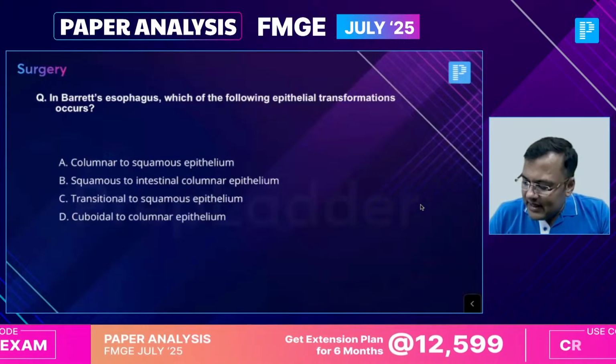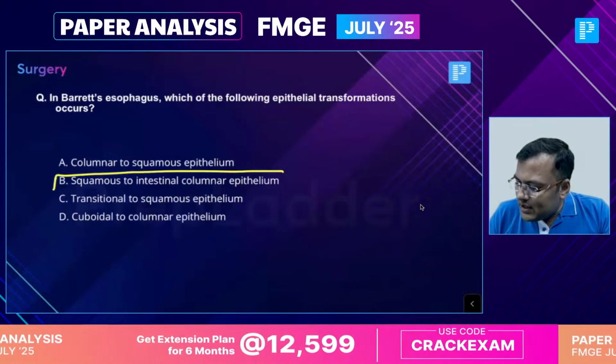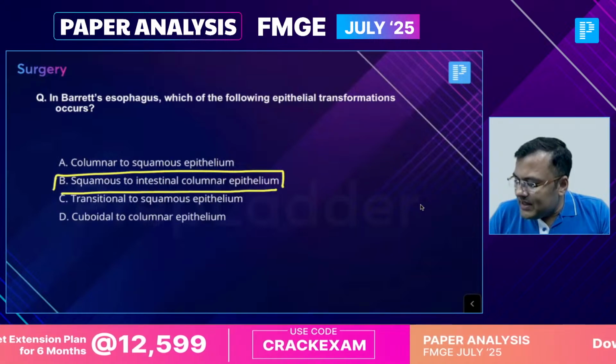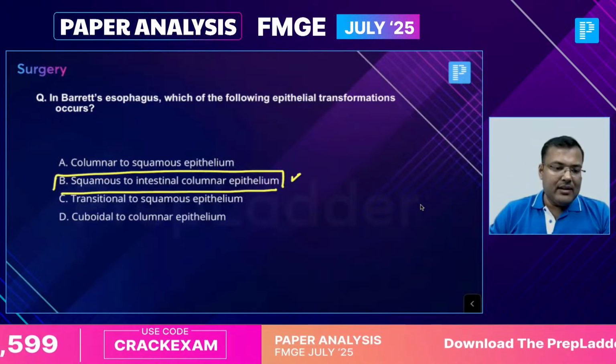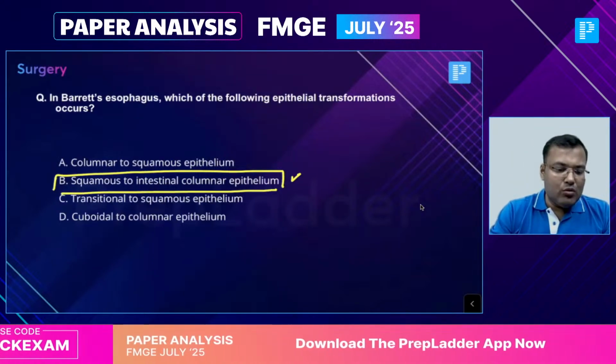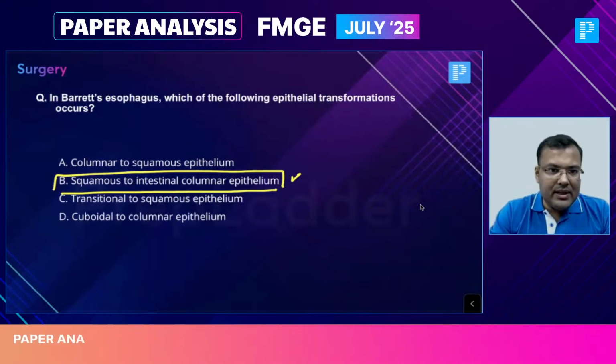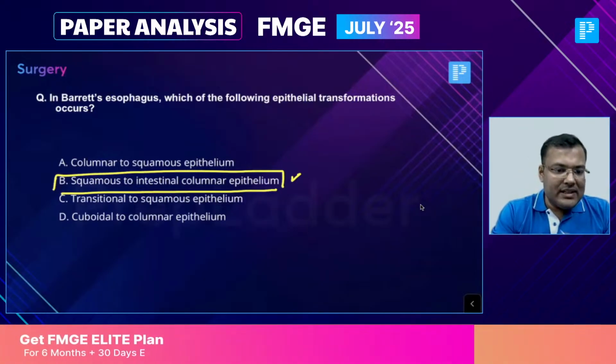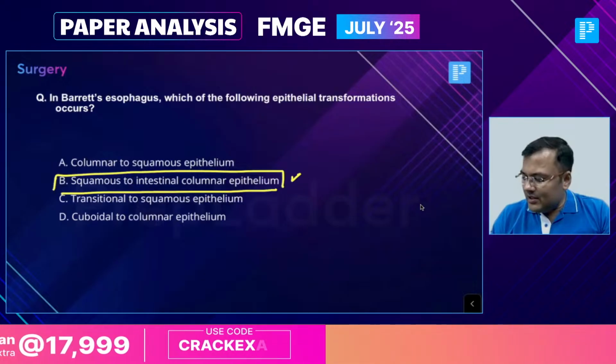Okay, everybody is correct. It is columnar metaplasia, so it is squamous to intestinal columnar epithelium. So what is the correct answer? The correct answer is option B.